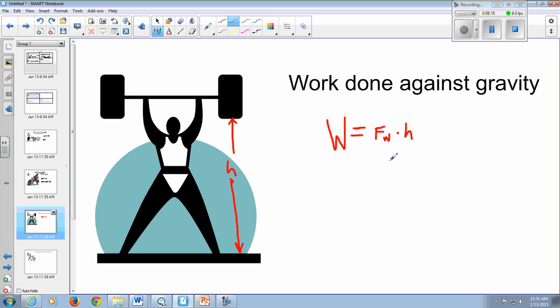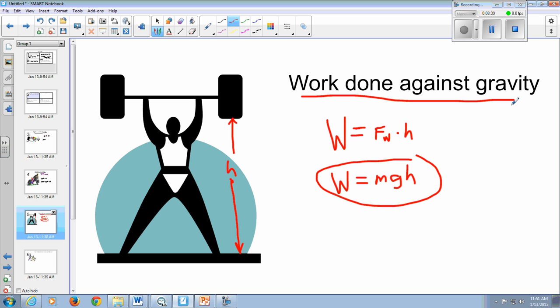And we can generalize this even more, or excuse me, we can expand upon this more. Force weight, or force of gravity, is equal to mg. Okay, so this is mg. The work done in overcoming gravity is equal to your mass times the gravity times height. That's work, the work done against gravity.